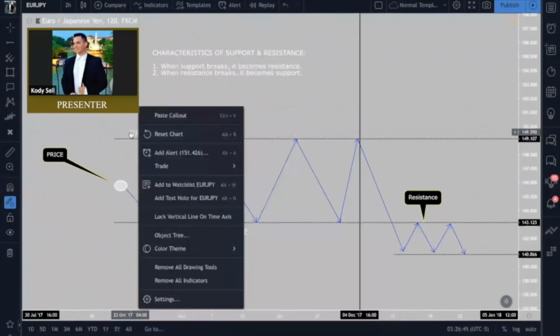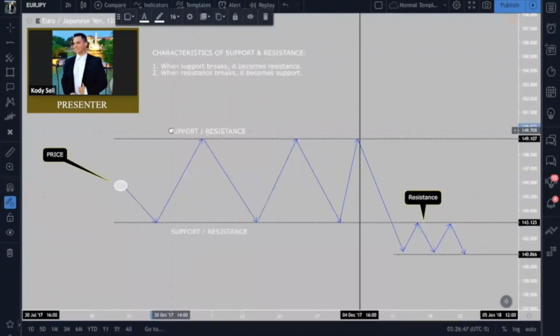The only thing that determines whether the support or resistance, or in short, S&R, that's what many traders refer to support and resistance as, S&R. The only thing that determines whether an S&R is acting as a support or resistance is simply just noting where price is relative to your S&R.